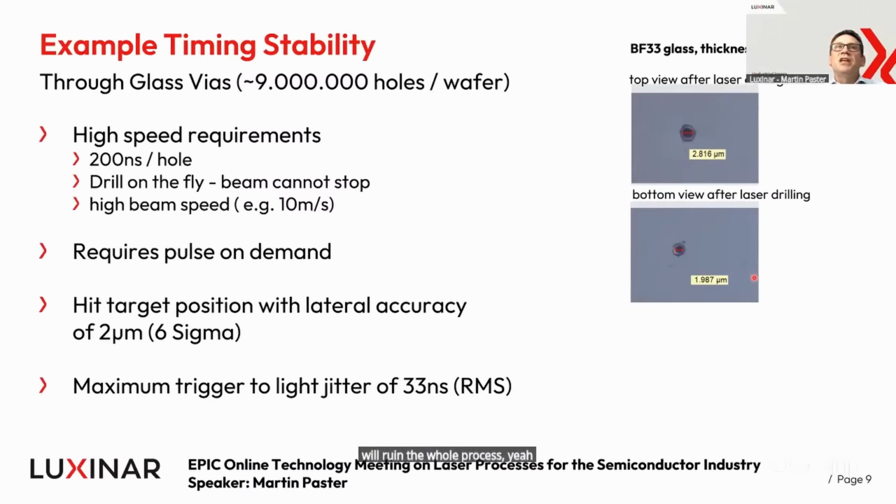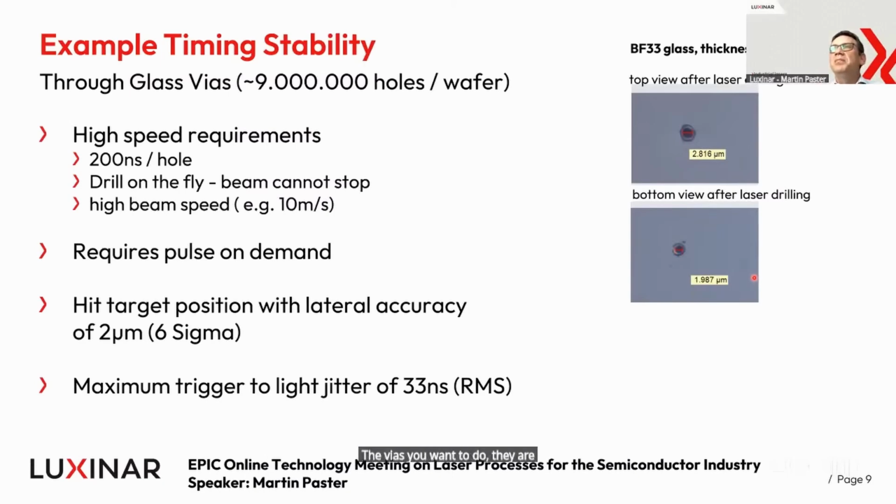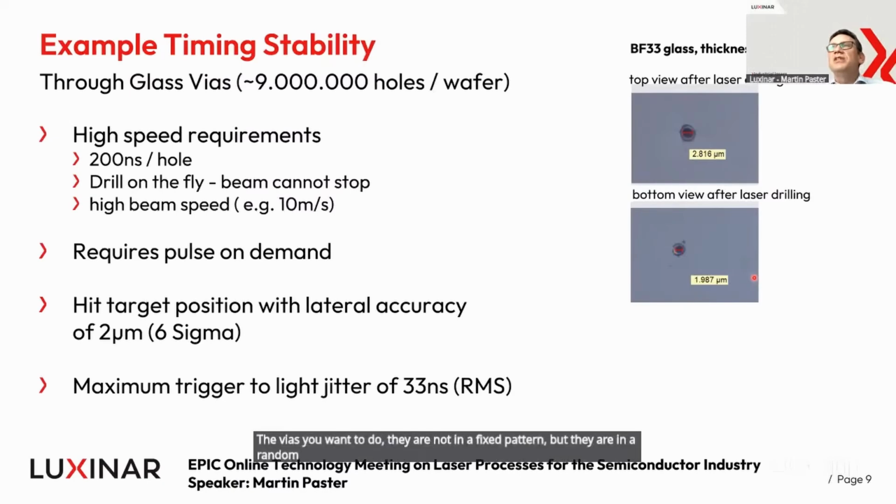So, for example, if we take a beam speed of 10 meters per second, which is what scanners can achieve, this will now require pulse on demand, because these are not the vias you want to do. They are not in a fixed pattern, but in a random pattern. So you need to be able to control the firing of the laser with a high precision.